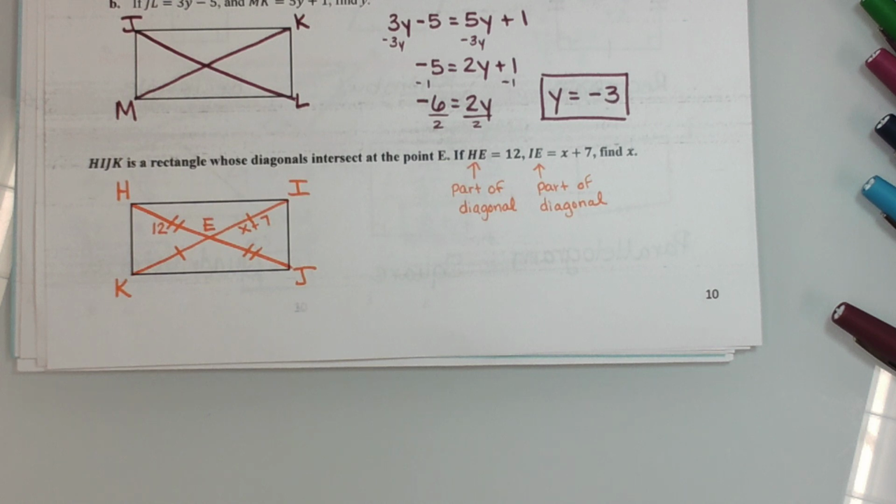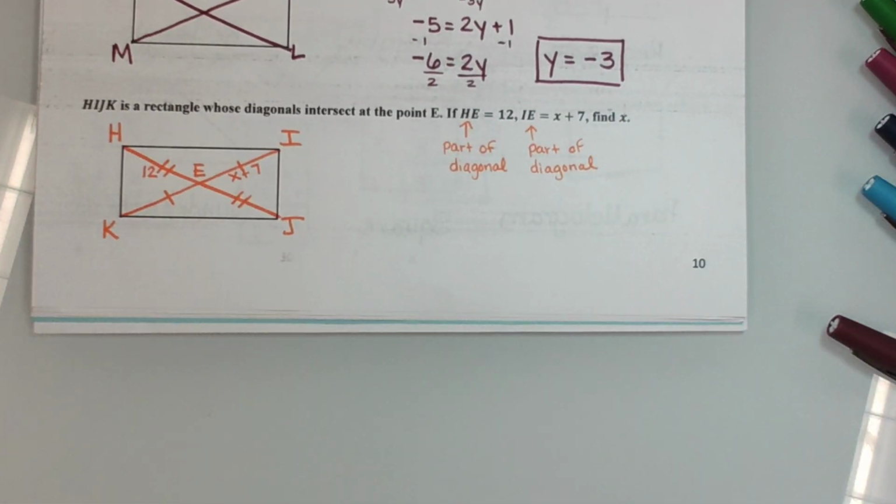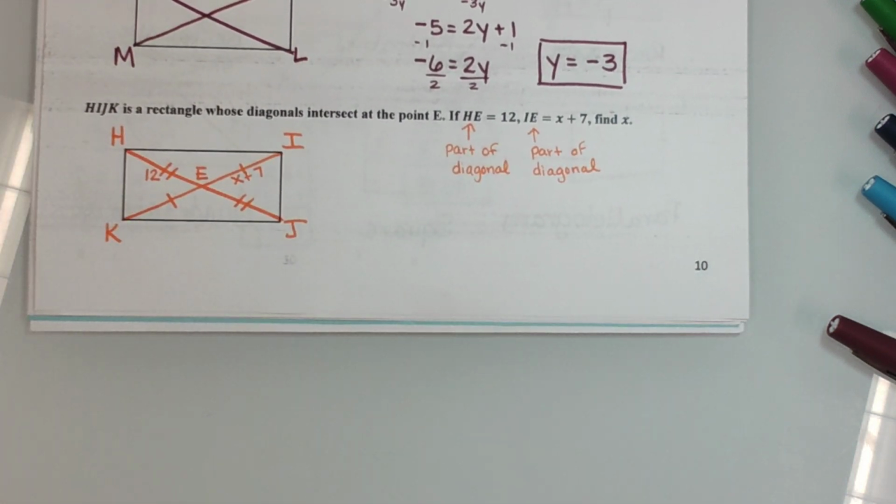That'd be a problem. Except, here's the thing. This is a rectangle. Being a rectangle means my diagonals are congruent. Okay? So what that means is the length of this full HJ. If that's 12 and that's 12, the full length is what? 24, because 12 plus 12 is 24. Which means the full length of this one is also 24. And if these two are congruent, that means each of them is also 12.